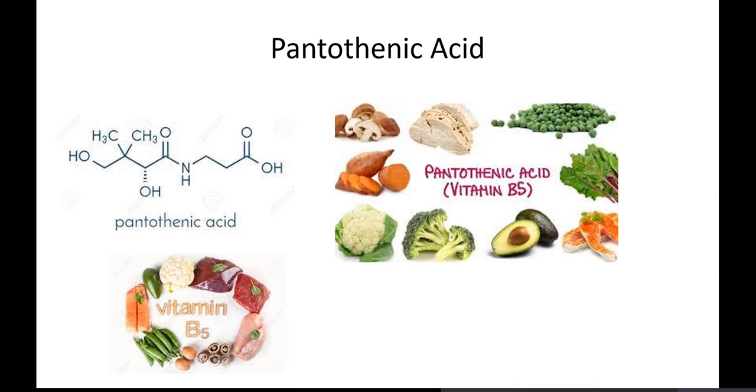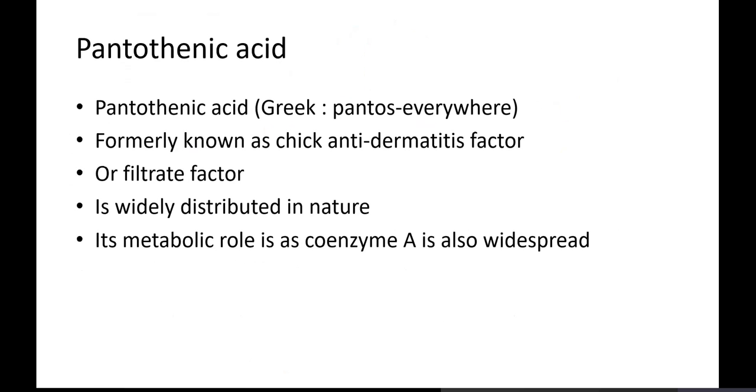So the next vitamin is pantothenic acid. Pantothenic acid is also called vitamin B5. The Greek meaning of pantos is everywhere. So this vitamin is found everywhere and was formerly known as the chick antidermatitis factor or filtrate factor, and it is widely distributed in nature. Pantothenic acid is basically seen everywhere.